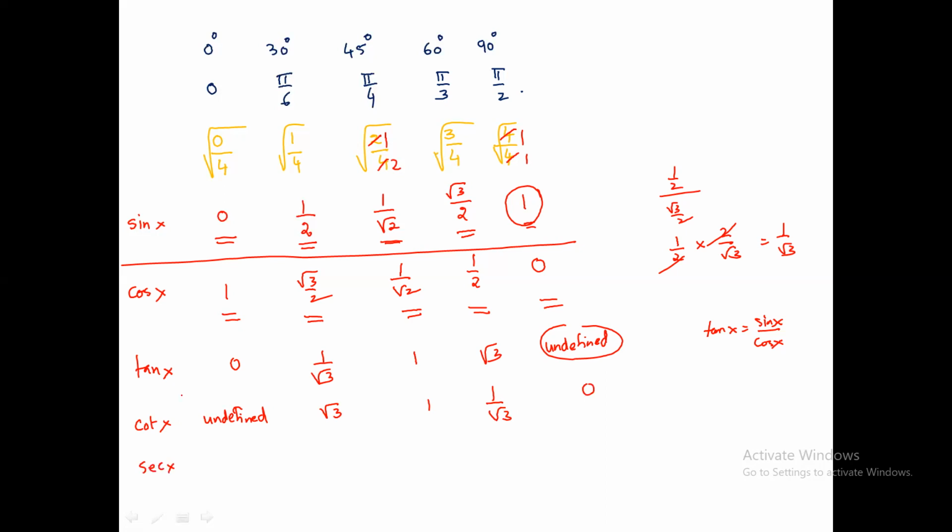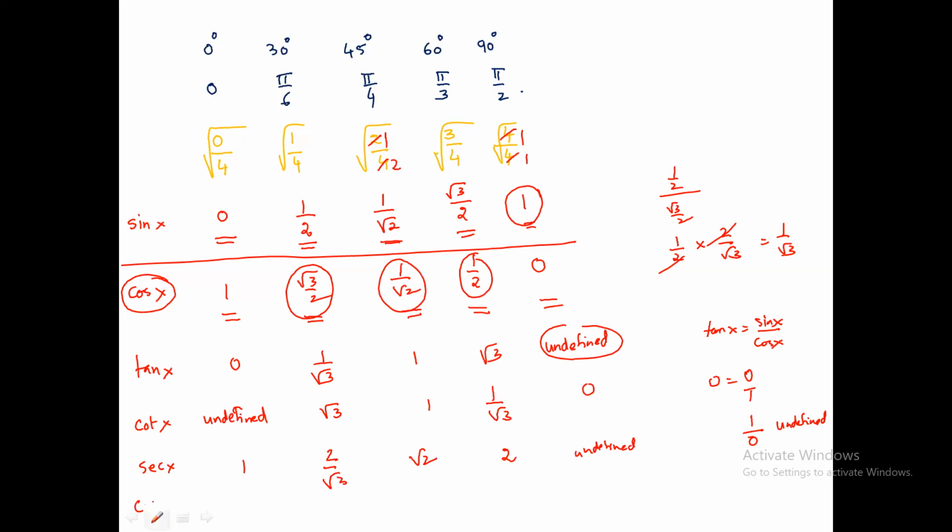Next, secant x, you have to take reciprocal of cos. Reciprocal of 1 by 1 is 1. Reciprocal of root 3 by 2 is 2 by root 3. Reciprocal of 1 by root 2 is root 2. Reciprocal of 1 by 2 is 2. Reciprocal of 0 will be undefined. Because if you take 0, that means 0 by 1. If you take reciprocal, 1 by 0, which is undefined. So reciprocal of 0 will be undefined.